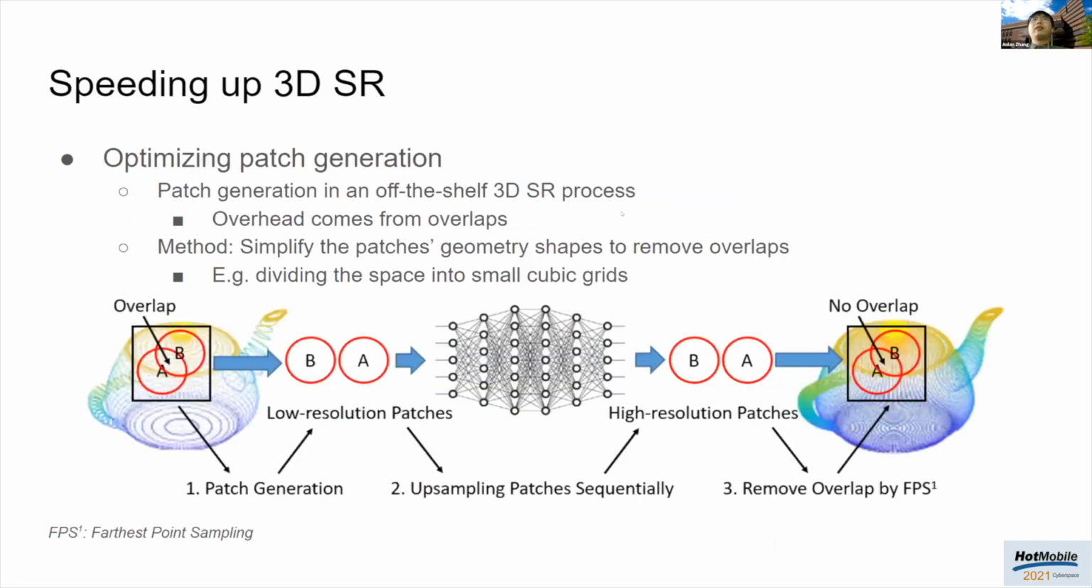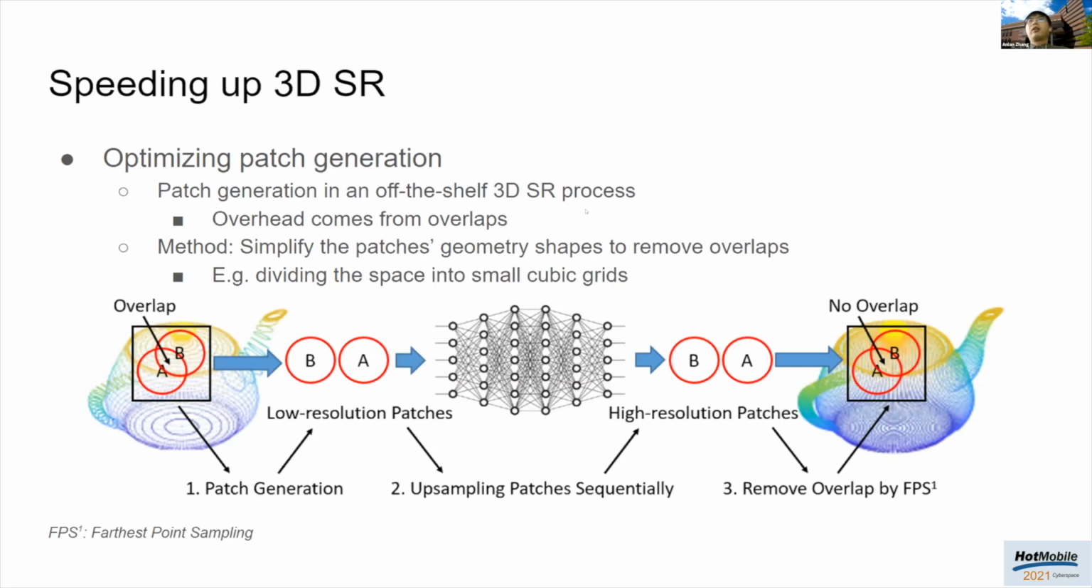At the same time, we find that the patch generation in existing 3D SR incurs high overhead. This picture shows a typical process of existing 3D SR. To make sure the model size is small enough to run on a commodity desktop GPU, existing 3D SR divides the entire point cloud into small patches and uses patches as basic upsampling units. However, the generated patches may have overlaps because of the algorithms they use to generate. So after upsampling, a farthest point sampling algorithm has to be applied to remove the overlapped areas. So the overhead comes from the overlaps.